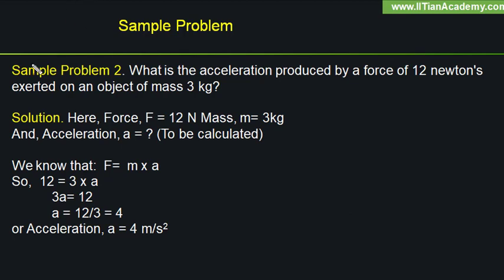Sample problem 2. What is the acceleration produced by a force of 12 newtons exerted on an object of mass 3 kilograms? Solution. Here, force F equals 12 N, mass m equals 3 kilograms, and acceleration is to be calculated.